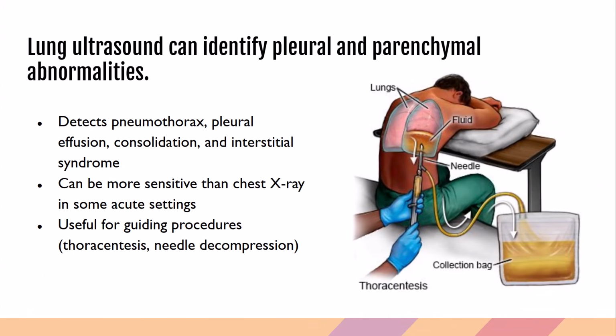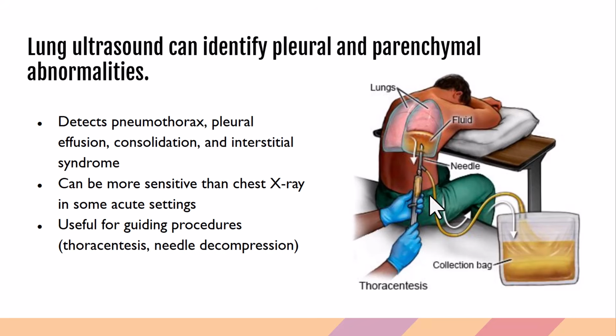So you can see that lung ultrasound can help identify pleural effusions and parenchymal abnormalities. So we are able to detect pneumothorax, pleural effusion, consolidation, and interstitial syndromes. Ultrasound can be slightly more sensitive than a chest x-ray in some acute settings, and it's actually really helpful for guiding procedures like a thoracentesis.